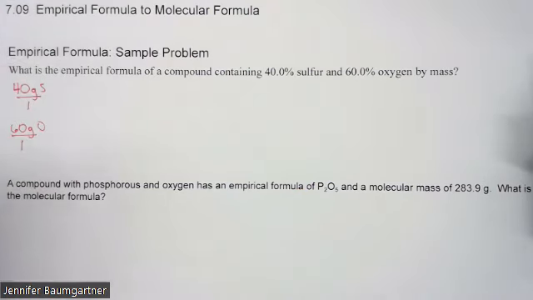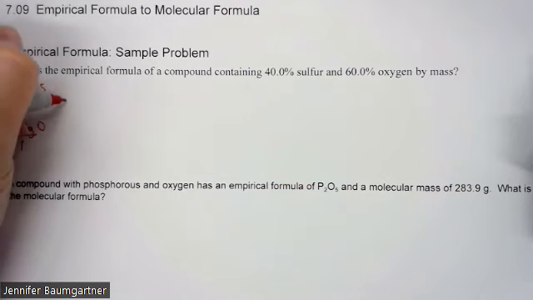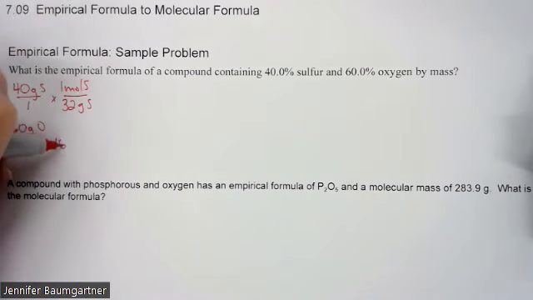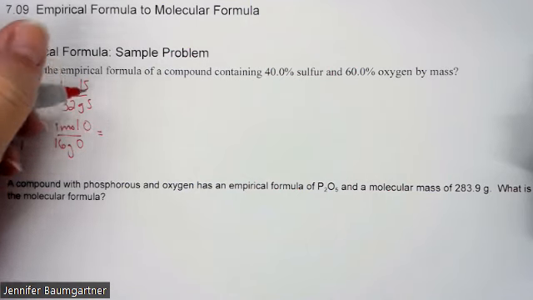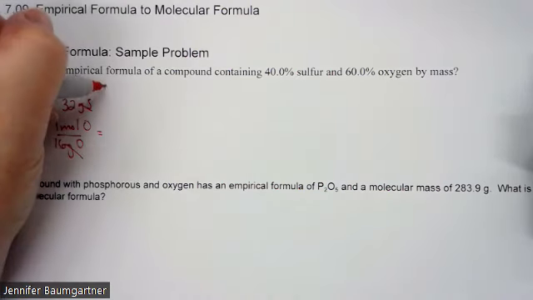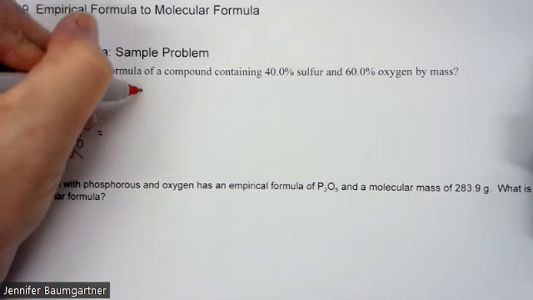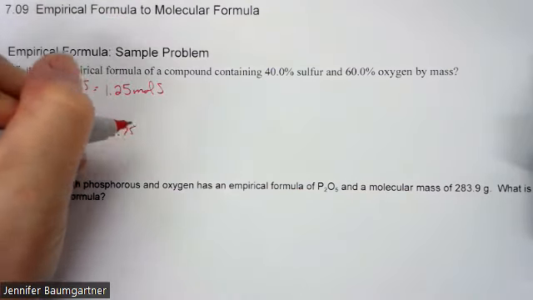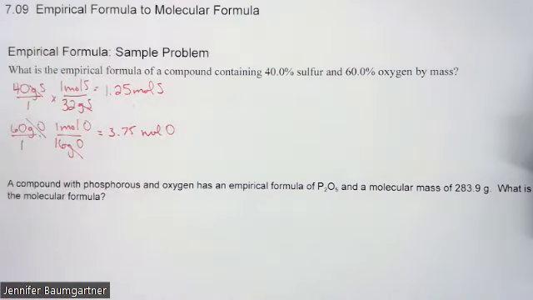The second step is to convert this to moles. So I have to use the molar mass. I have 32 grams of sulfur in 1 mole of sulfur. And I have 16 grams of oxygen in 1 mole of oxygen. Grams cancels. And that leaves me with 1.25 moles of sulfur and 3.75 moles of oxygen.